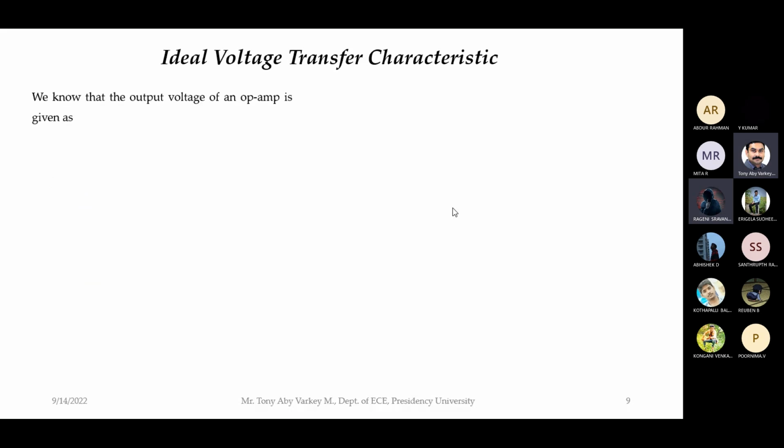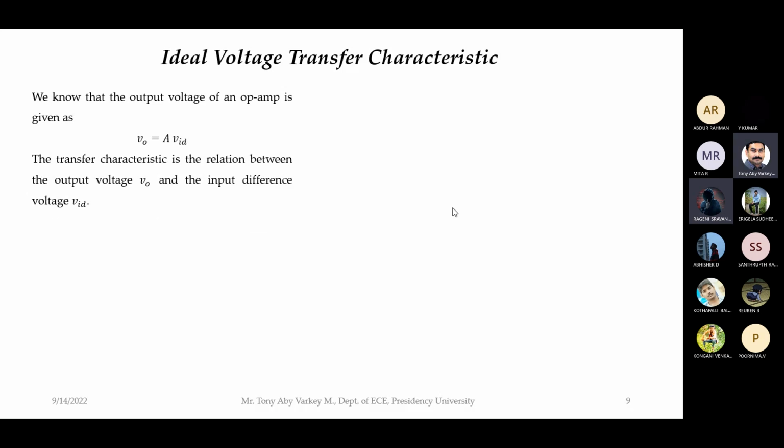Ideal transfer characteristics. We know the output voltage of an op amp is A into VID. Transfer characteristics means the relation between the output voltage and the input difference voltage. The gain cannot be infinite, so let us take our 741 op amp, which has a voltage gain of 2 into 10 power 5. It will amplify the differential voltage with this much gain. Now let VID equal 2 microvolt. Then what will be the output voltage?